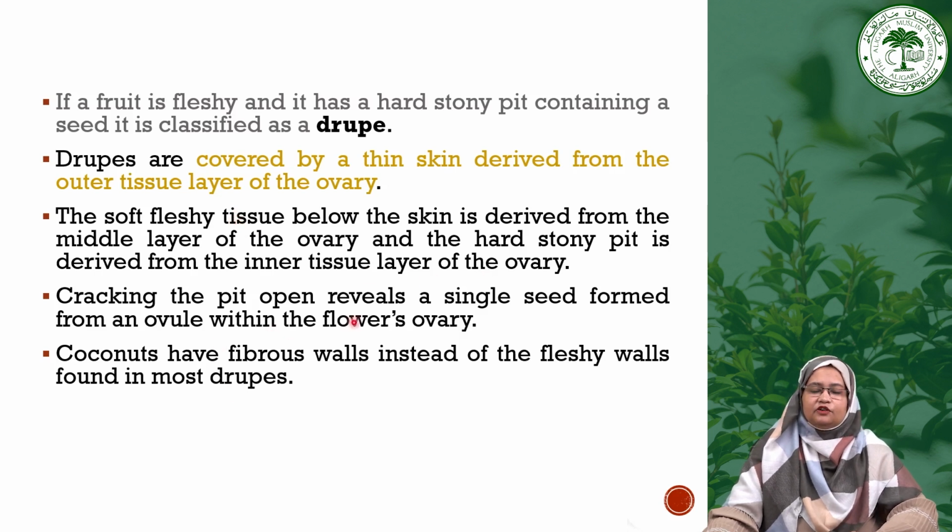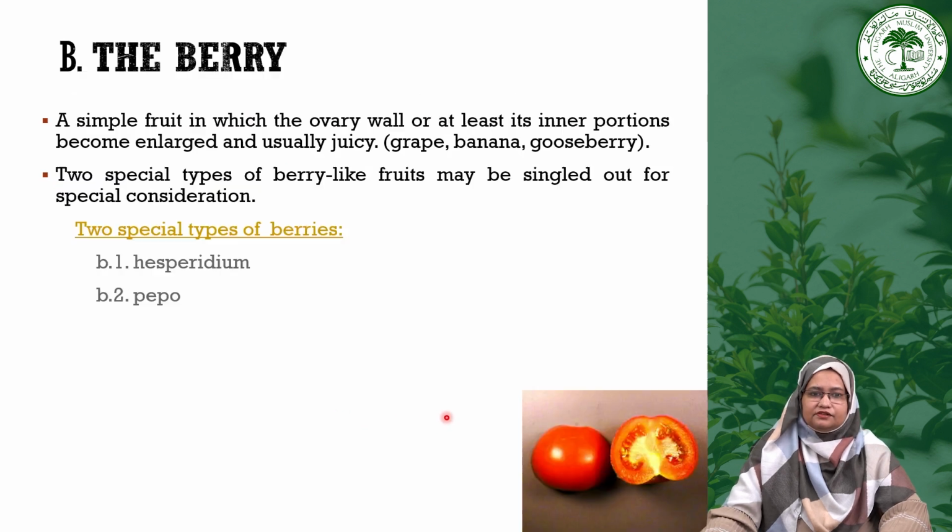And cracking the pit open reveals a single seed formed from an ovule within the flower's ovary. And coconut has fibrous walls instead of the fleshy walls found in most of the drupes. So, as you have seen, coconut has fibrous walls.